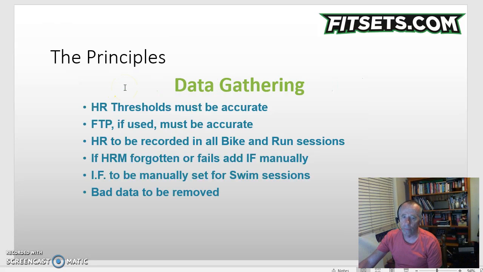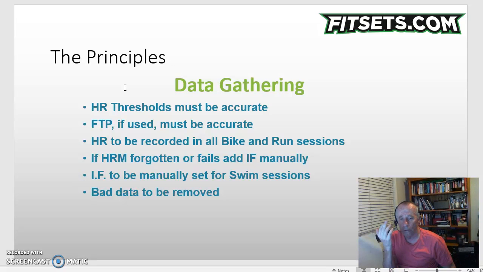So next session, I will go through the example calculation using Training Peaks itself. It is important though to recognize that data gathering is important for all of these. If we don't have accurate FTP, the whole model is flawed. So FTP is important.